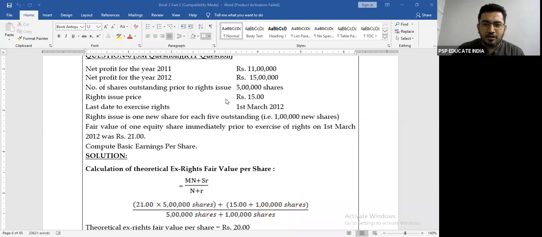So can you tell me what is the value of M in this question? 21. Okay. What is the value of N in the question? Okay. What is the value of S in the question?